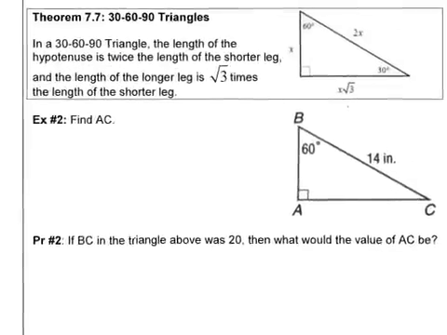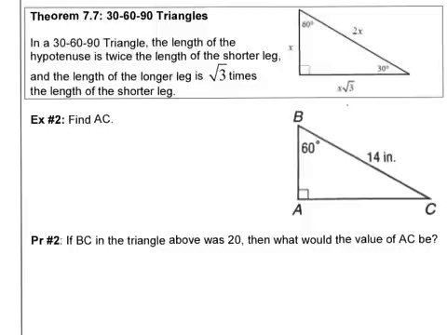So this next theorem, 7.7, it's the 30, 60, 90 one. It's the one we already learned, right? The length of the hypotenuse is twice the length of the shorter leg, and the length of the longer leg is rad 3 times the length of the shorter leg. So, got it quite a bit here.